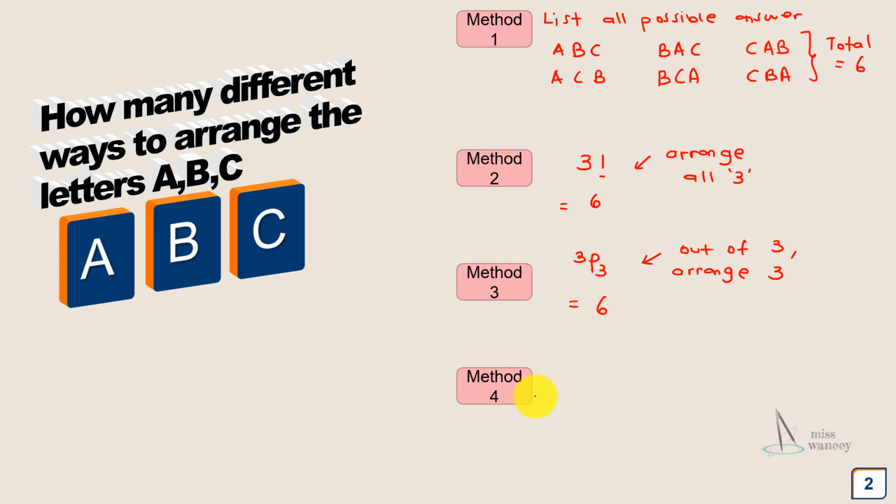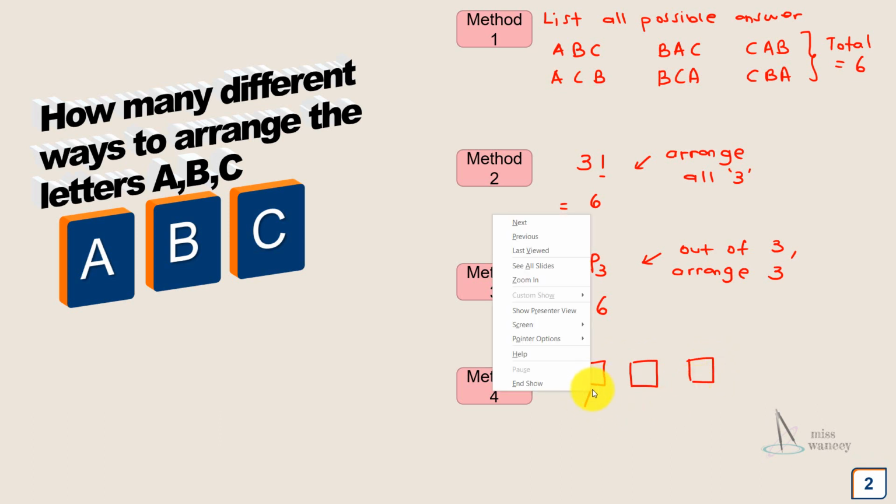The fourth method is something that we have learned in secondary school, where we use the box method. Draw the box. We have 3 letters, so 3 boxes. How many choices for the first box? Since this is the first box, we are going to have 3 choices: either A, B, or C. So I'm going to write down 3 over here because I have 3 choices. I can use A, B, and C.